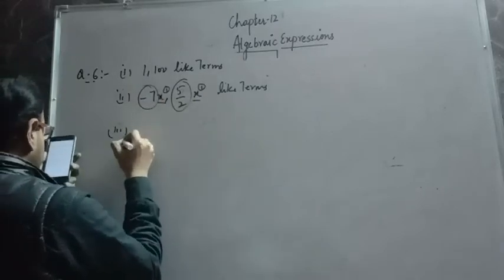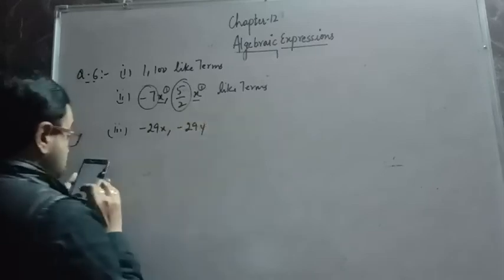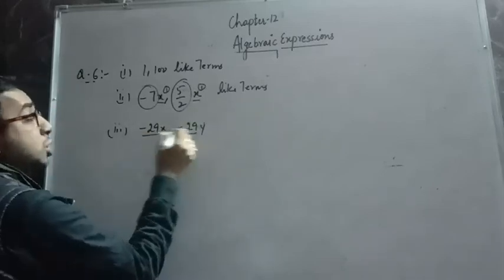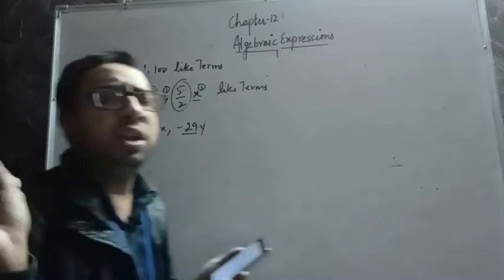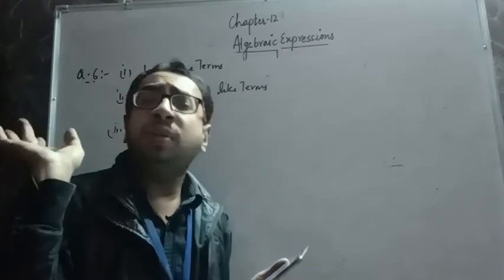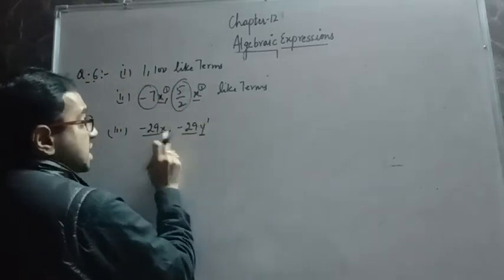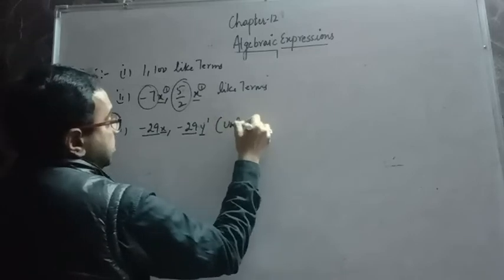Third one, it is minus 29x, minus 29y. Now you might be thinking they are like, minus 29. No, coefficient again, we need not worry about the coefficient. Leave it. When we talk about like and unlike terms, leave the concept of coefficient. Concentrate on variables and their power. x, here y, unlike terms.